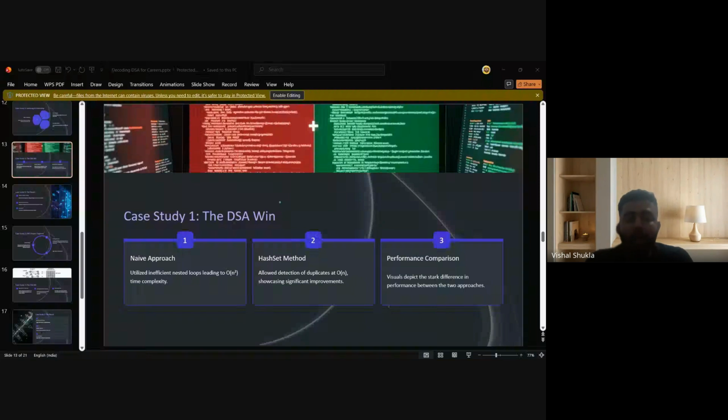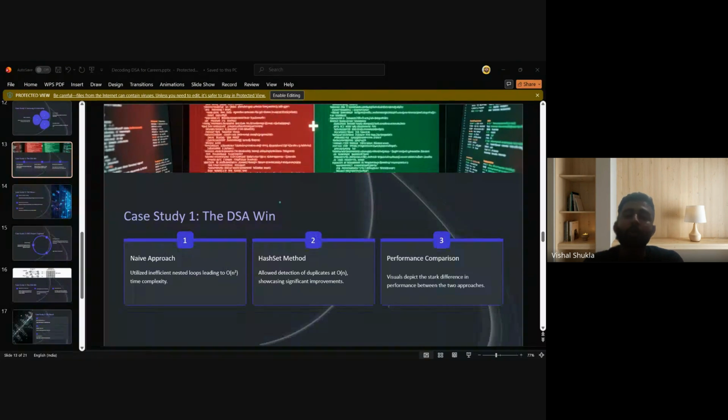So, how DSA wins. The first major approach is the naive approach. Here you use inefficient nested loops that lead to O(n^2) time. You may not get it if you don't know anything about it, but it's okay. Have a glance over it. I will let you know, don't worry, while we do this course from the initial part.